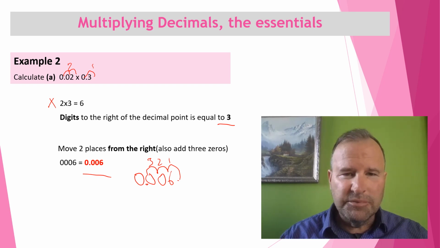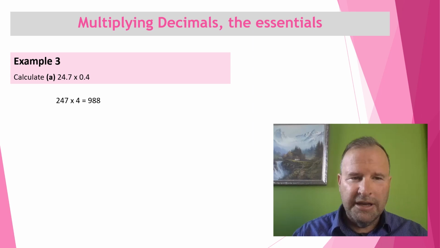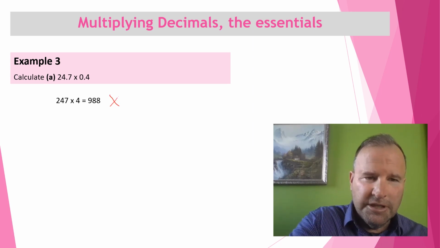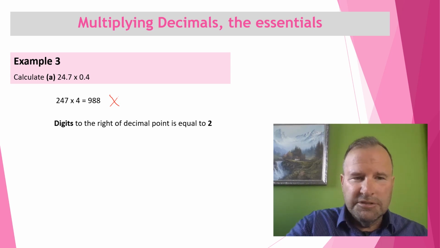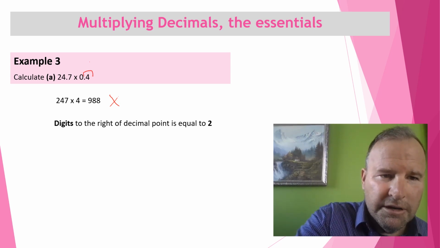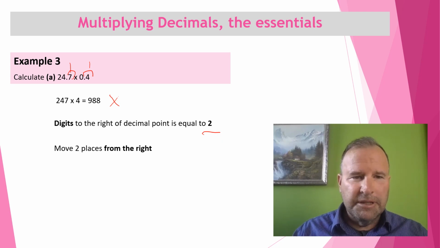Third and final example, hope you're getting this. Just follow these simple steps, you can't go wrong. Practice makes perfect, or perfect practice makes perfect in this case. Final one, let's see. 24.7 times 0.4. So first stage is multiply out as if it is a multiplication without the decimal points. The digits to the right of the decimal point total 2, so we counted them off from the numbers. There's 1, and there's a second one. 1 plus 1 is 2. Move 2 decimal places to the right of that number, so 988.